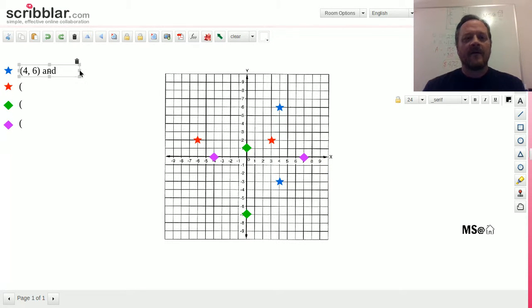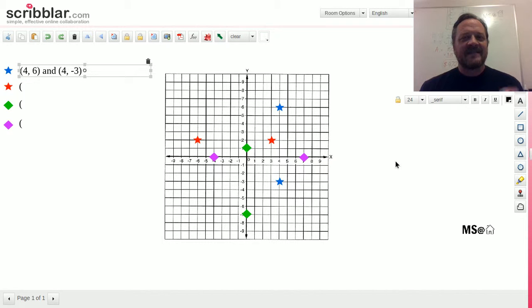Now, let's look at the other blue star. It's got an x value, if I go straight up to the x-axis, also of 4. And a y value, this time, of -3. All right, cool. So we have those 2 points. We're going to use those in a minute.